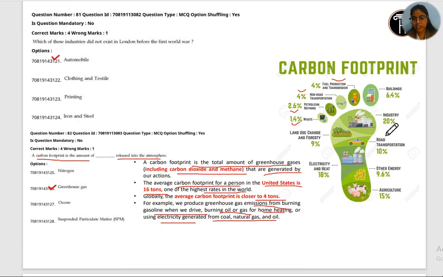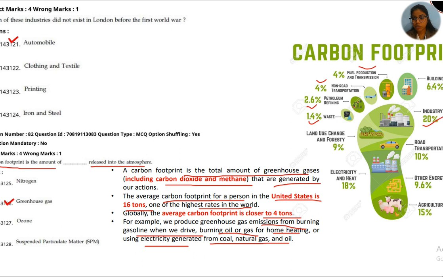So the highest we are getting from industries, see, almost 20%. Yes, the highest is from industry. Second is electricity and heat, which is up to 18%. Then you have road transportation 10%, other energy and agriculture also 15%. So these are some of our activities by which we are generating carbon footprint and its percentage.